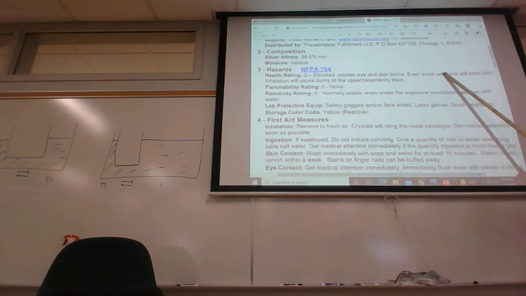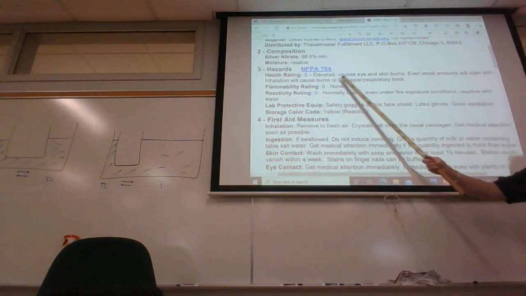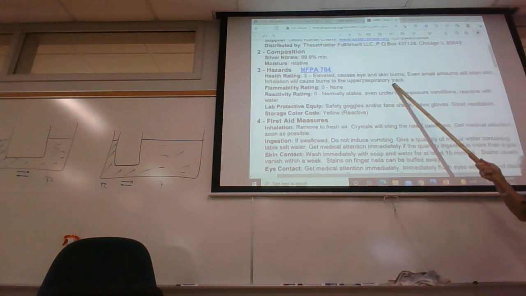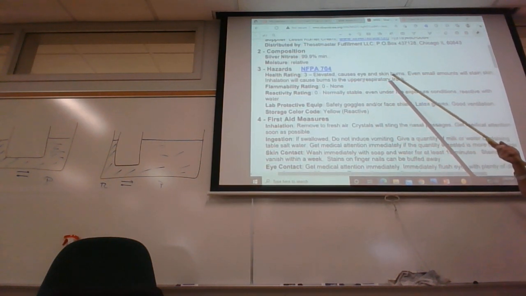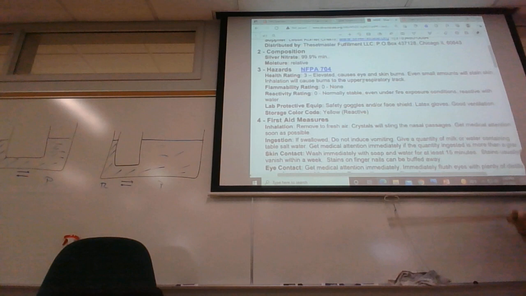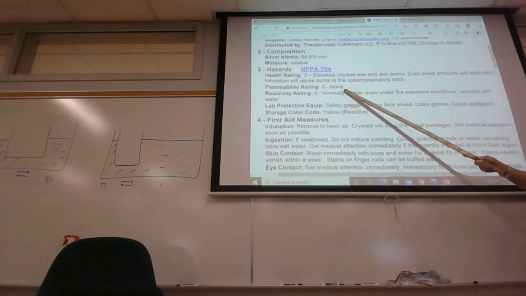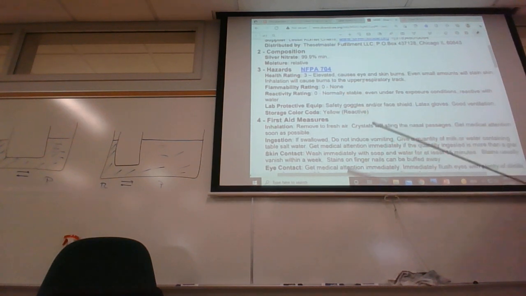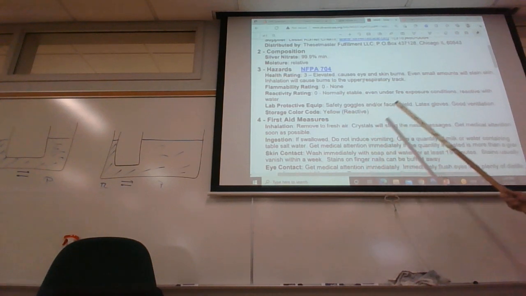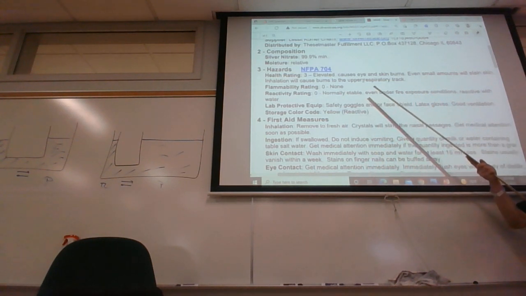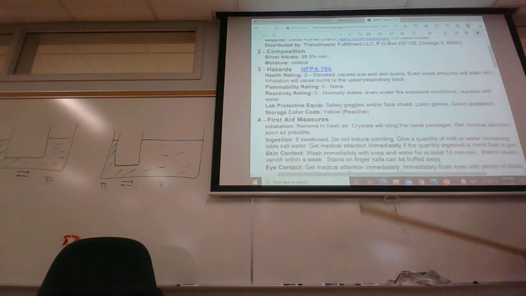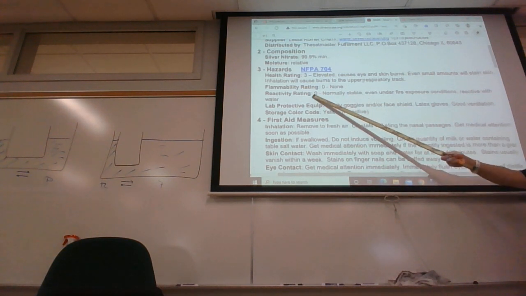All right. Even small amounts will stain skin. Inhalation will cause burns to the upper respiratory tract. And so, you're going to get some redox reaction going on. It's going to cause burns. Flammability rating 0. This is the oxidizer. You know, is air flammable? No. Air is the oxidizer. You need the oxidizer and the reducer. So the silver nitrate's the oxidizer part. It can support combustion, you know, because it's an oxidizer, but you can't burn the stuff as a reducer.